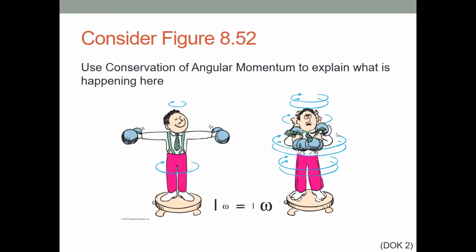Okay, what I'd like you to do then is focus for a second on this diagram, figure 8.52. I want you to start by just explaining to your partner what is happening there. Why is this an example of conservation of angular momentum?